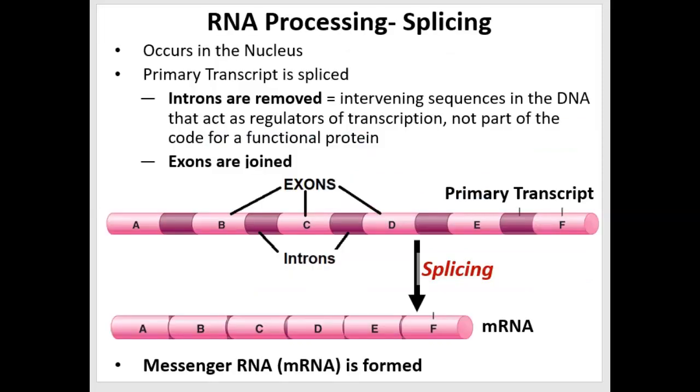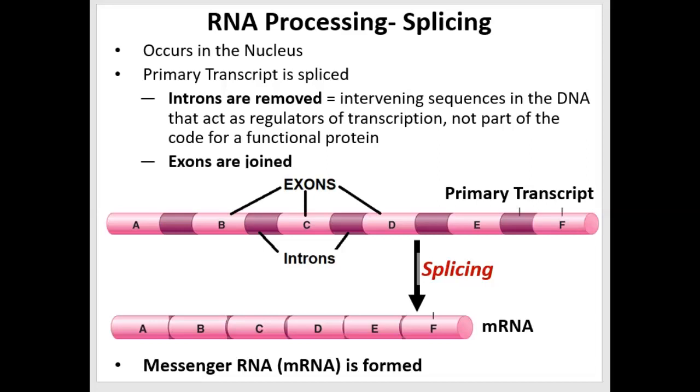The next step of protein synthesis involves modifying the primary transcript before the RNA can leave the nucleus. The ends of the messenger RNA will be capped with certain molecules. That enables the RNA to leave the nucleus and not be degraded. Another process that occurs during RNA processing is called splicing. Splicing refers to the removal of nonsense or non-coding regions.